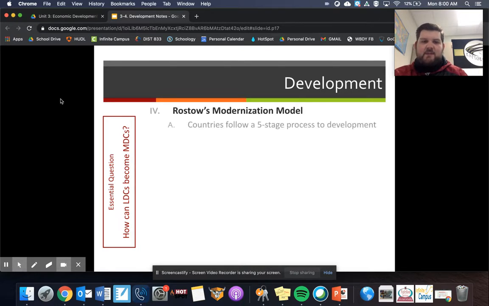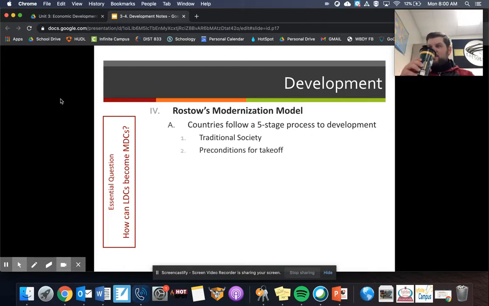All right. Next, we've got Rostow's modernization model. Okay, and what this says is that countries go through a five-stage process to development. Okay, they go through 5 different stages in order to become a developed country. All right, at first you're a traditional society. Okay, pretty not super developed, not super educated, and then you hit the stage called preconditions for takeoff. Okay, you start to get more educated, and you start to gain and build up resources in order to develop.